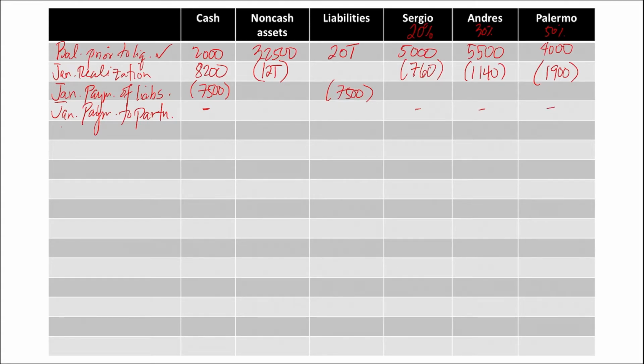Yun lang, no? So, magkano ang January 31 balances? Okay? Sige. So, cash, magkano? 2,000 plus 8,200 minus 7,500. Non-cash assets, 20,500. Liabilities, 12,500. Sergio, is that 4,240? Yes. Andres, that's 4,360. And for Palermo, 2,100. Balansyado si account equation, kindly make sure lang. Okay, sige. So, ito yung mga ending balance ng January natin.